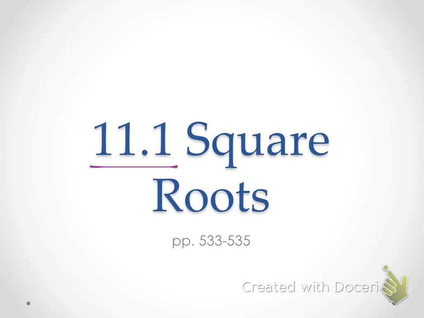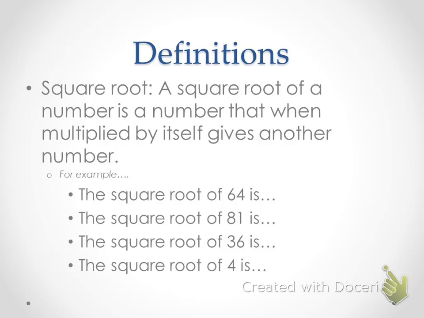Okay, the first thing you need to know is the definition of a square root. What is the square root of a number? A square root of a number is a number that when multiplied by itself gives another number. So the square root of 64, does anybody know it? It's 8. Is it true that 8 times 8 equals 64? So that's what the definition is saying.